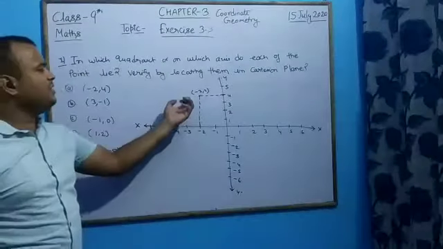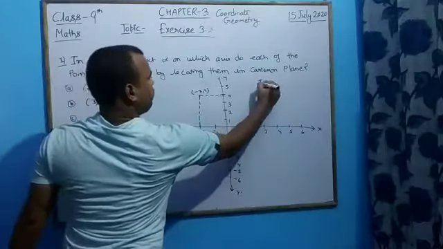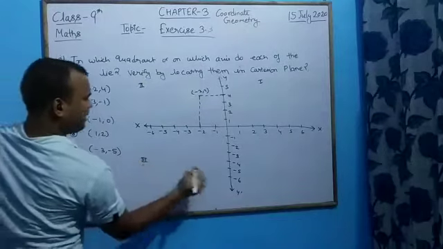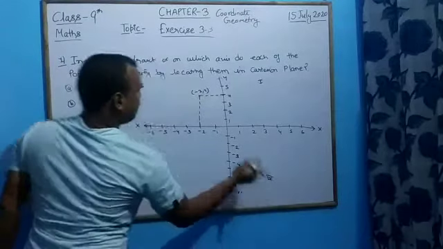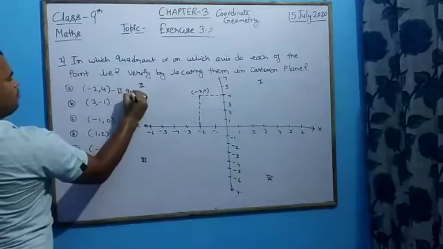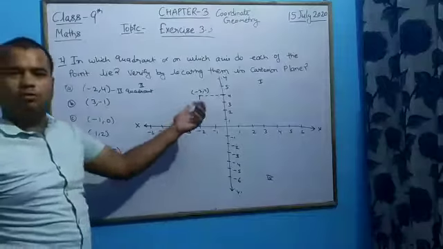You can see which quadrant it is. This one is the first quadrant, this one is second, this one is third, and this one is fourth. So you can say that this lies in the second quadrant. I have also verified the location.